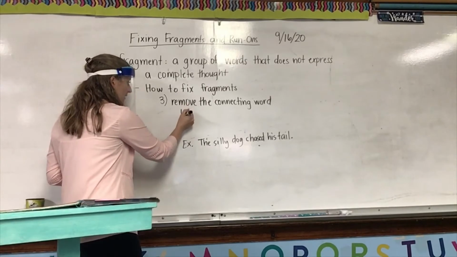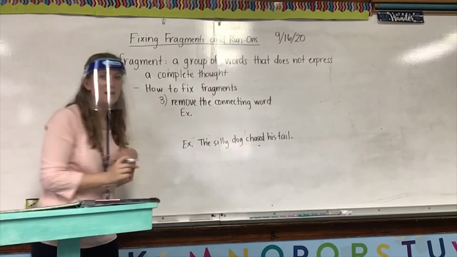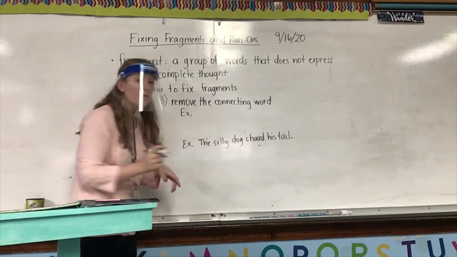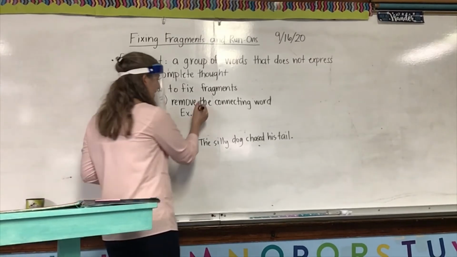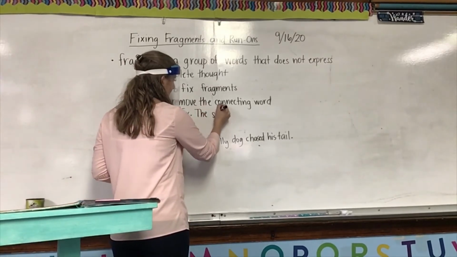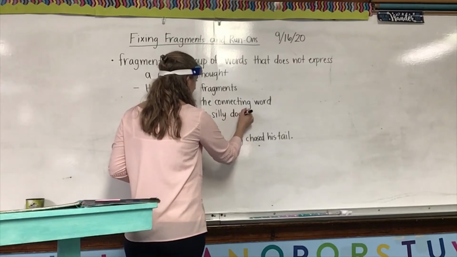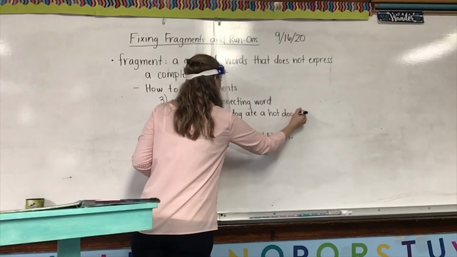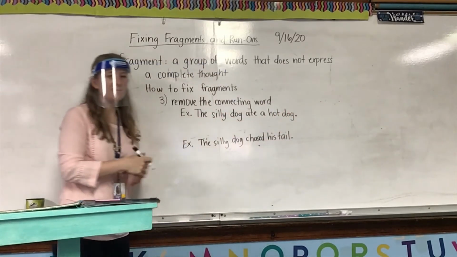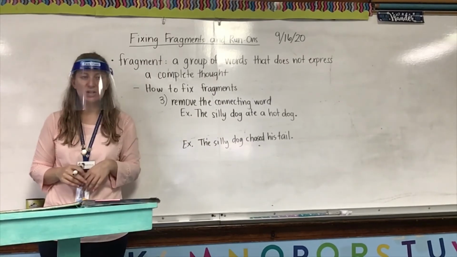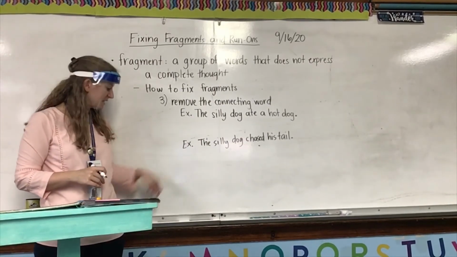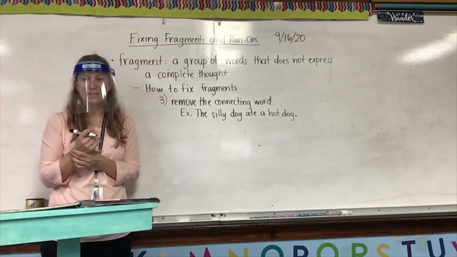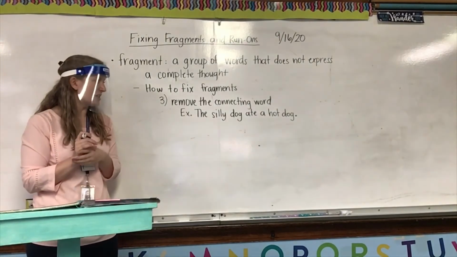So instead of being because the silly dog ate the hot dog, which the word because makes it an incomplete thought, we can just take out the word because and make the sentence, the silly dog ate a hot dog. So that's one way. One way to fix a dependent clause by itself is to remove the connecting word, and instead of saying because the silly dog ate a hot dog, we can just say the silly dog ate a hot dog.